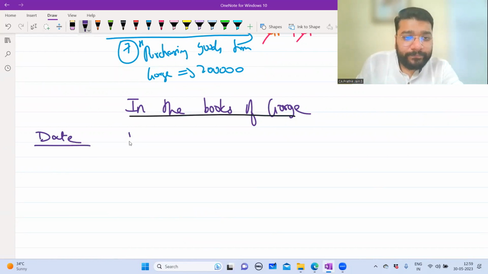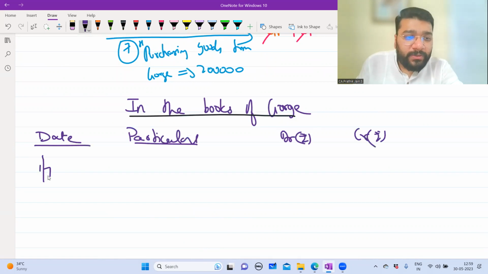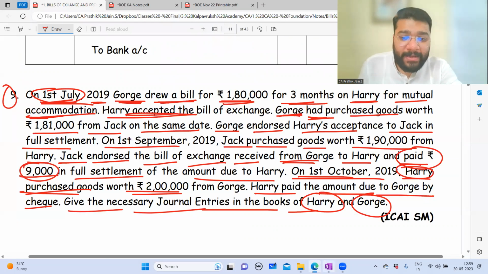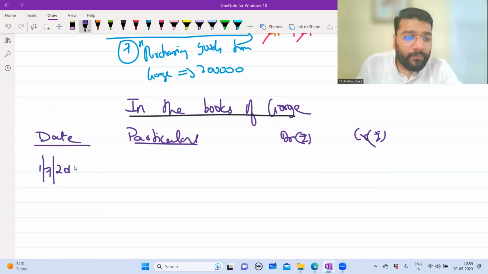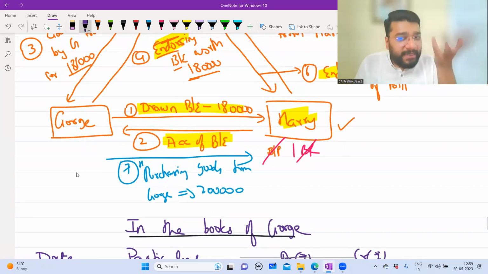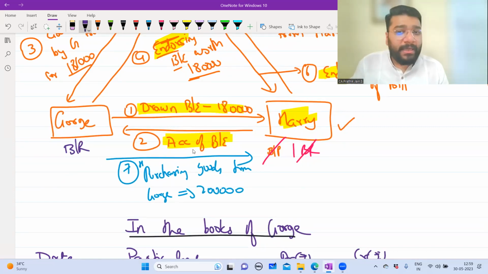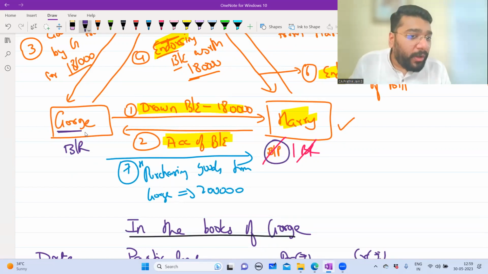Date, particulars, debit rupees, credit rupees. On 1st of July 2019. Guys, we are recording the books of Gorgi. Gorgi has received the bill accepted from Harry. So can I say there is a bills receivable for Gorgi and it's a bills payable for Harry? Yes or no? So we are recording in Gorgi's book. So for Gorgi, it is a bills receivable. So what will be the entry?